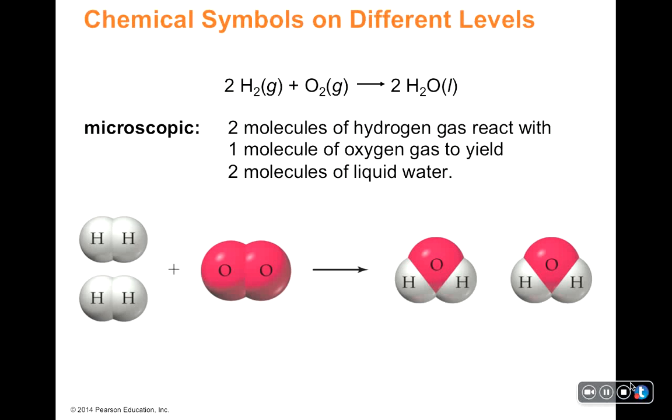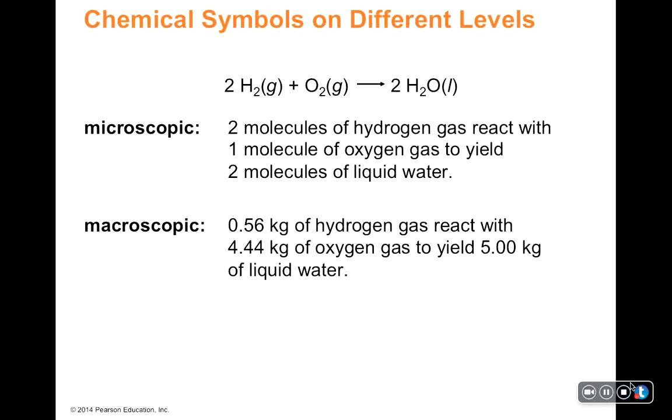That relies on the fact that you know which molecules are going to be diatomic, as you see here for hydrogen and oxygen. Something else to mention is that, because of the law of conservation of mass, we also know that 0.56 kilograms of hydrogen gas react with 4.44 kilograms of oxygen gas to yield 5 kilograms of liquid water. This comes from the law of conservation of mass.